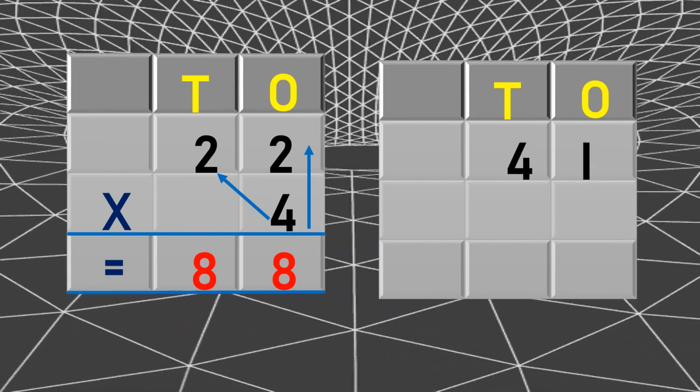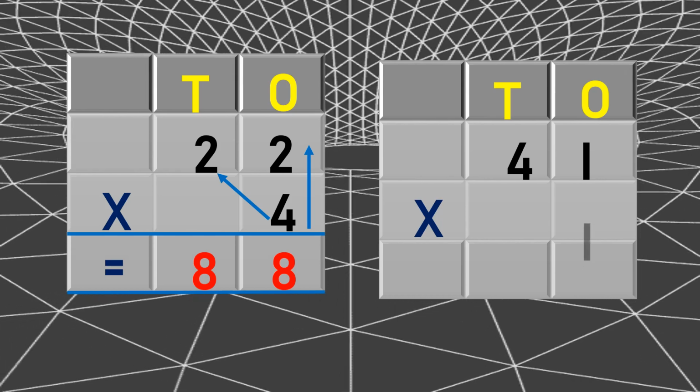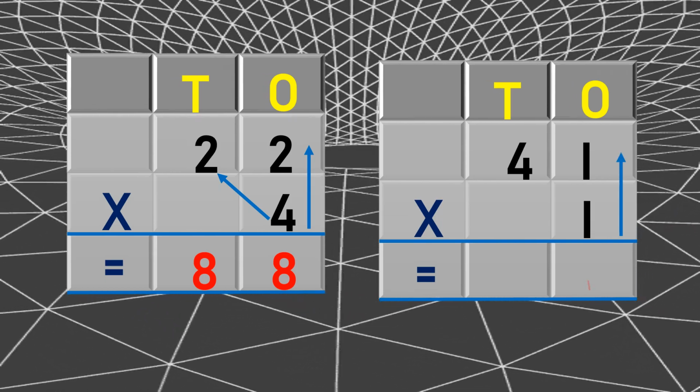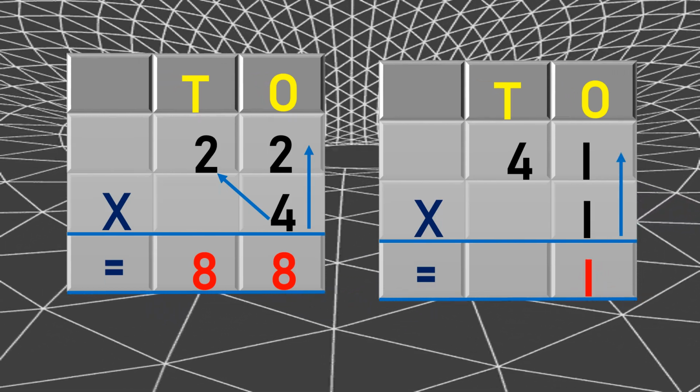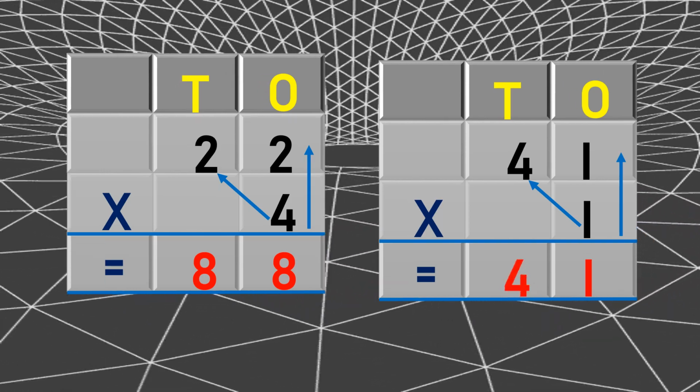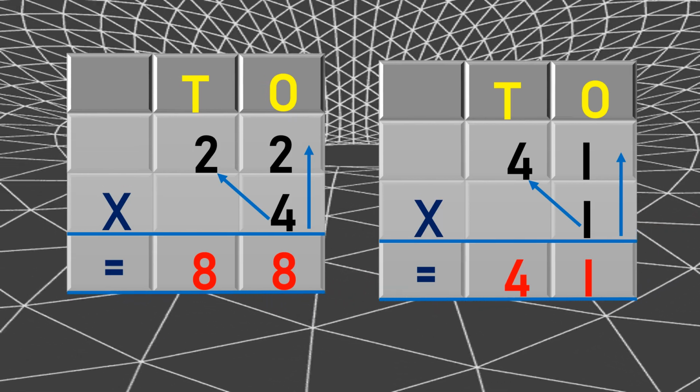41 multiplied by 1 gives you 1 ones are 1 and 1 fours are 4. So my answer says 41.